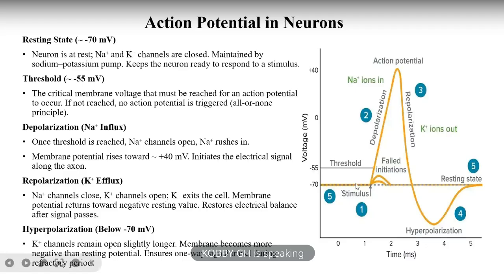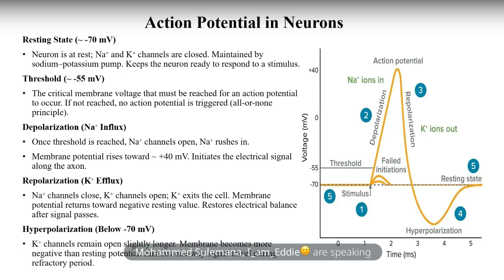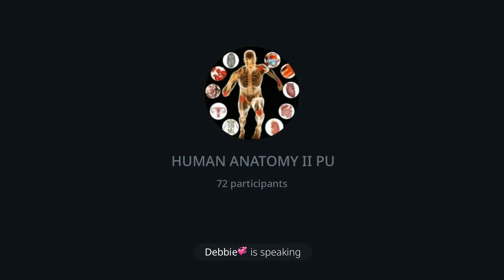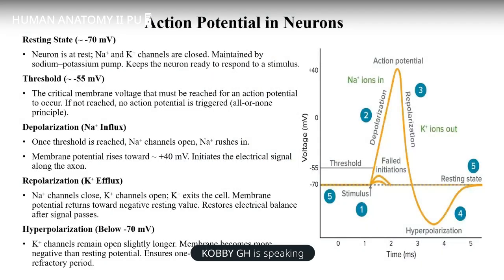Now, the two areas I want you to focus on is that you at least know what happens when the neuron is at rest. So I'm going to gradually take you through that. When the neuron is at rest, what happens to potassium and sodium? Sodium will be outside and potassium will be inside. That is excellent. Now let's move on to depolarization.